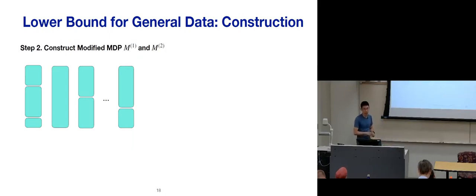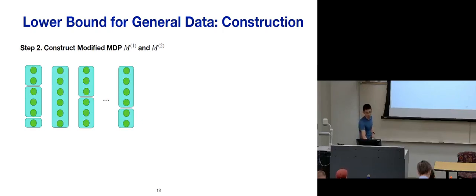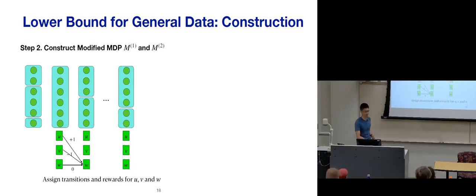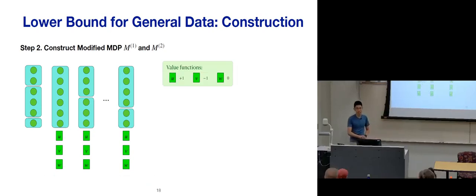So next, we'll construct the modified MDPs, M1 and M2. Suppose this is the original states, and this is how we aggregated them together. And for each layer, we add 3 more states, U, V, W. And we assign the transitions and the rewards in this way. So the U, V, W always go to the W in the next state with a reward +1, -1, or 0. And it never goes to any other states. So based on these transitions, we know the U, V, W's value functions are +1, -1, and 0.